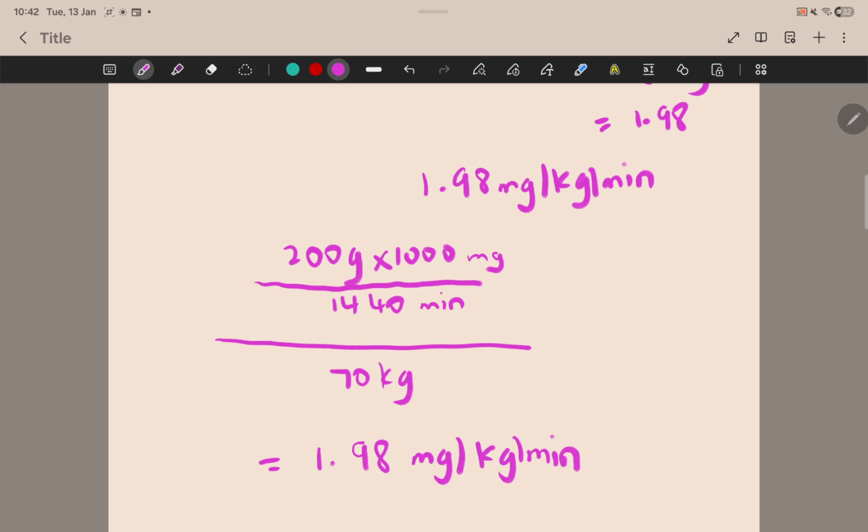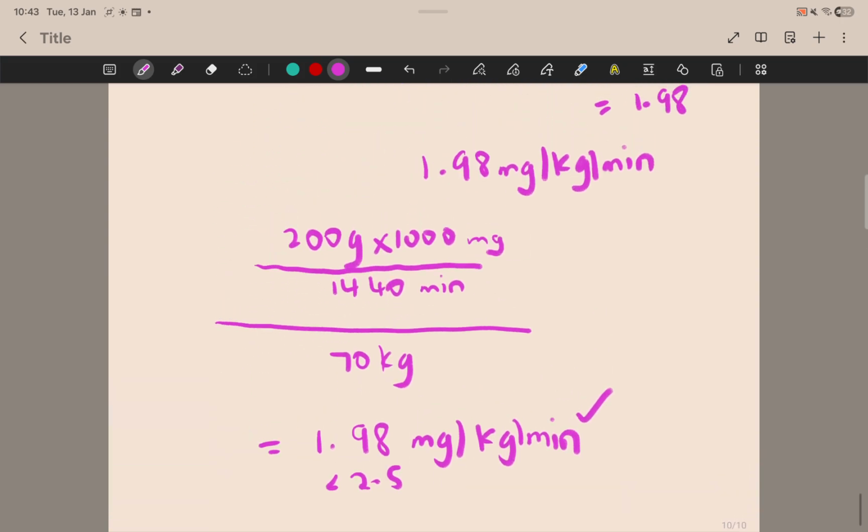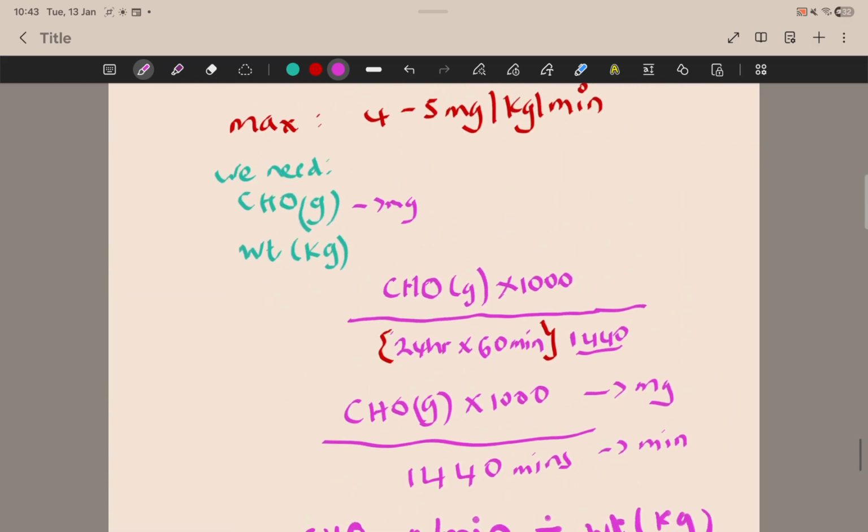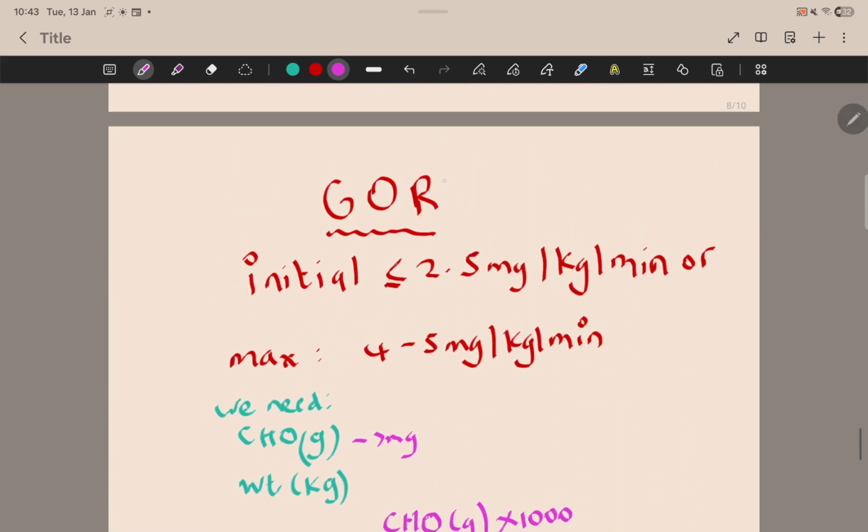So we see that this is less than 2.5 milligrams per kilogram per minute, and we can use that. It's an acceptable feed to initially start feeding our patient. And that's how you calculate glucose oxidation rate. That's one of the aspects of TPN.